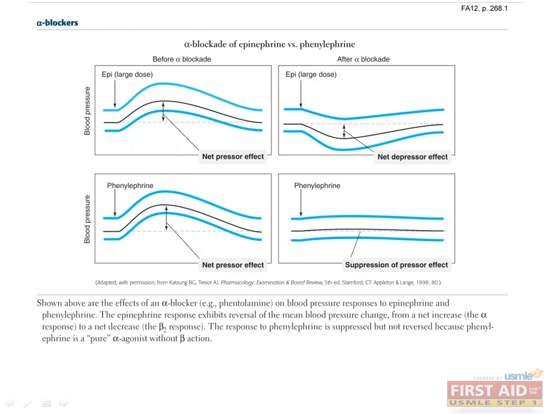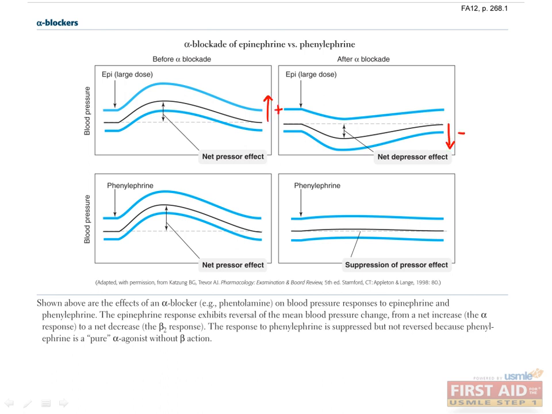The concept of epinephrine/phenylephrine reversal is important when talking about alpha-blocking drugs, and is commonly tested on the USMLE. These graphs demonstrate the effects of an alpha blocker such as phentolamine on blood pressure responses to epinephrine at the top and phenylephrine at the bottom.